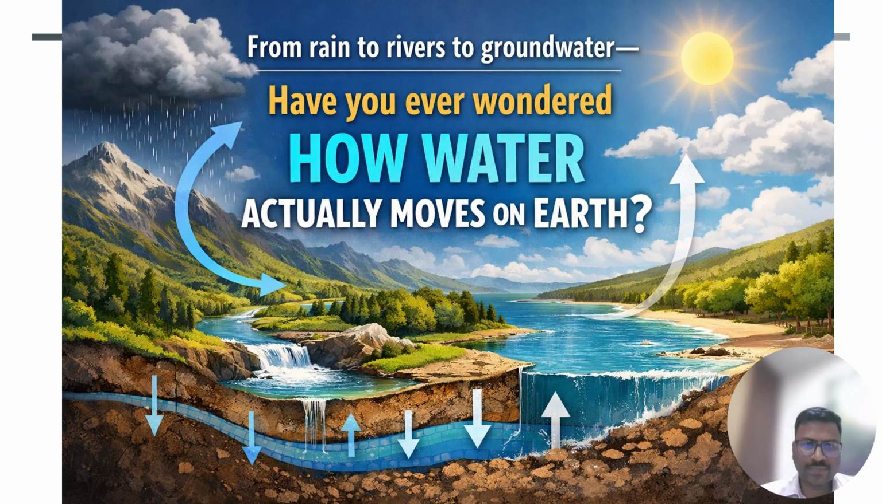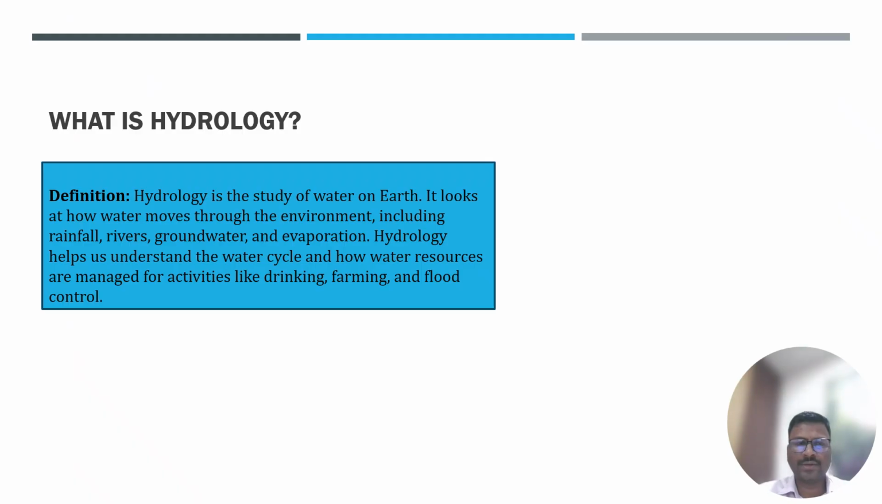So, in this image, you can see the hill, some glacier, some clouds, and the stream, and some groundwater. You can see the subsurface. So, we will clearly discuss the hydrological system. Okay. First, we will talk about what is hydrology. So hydrology is the study of water on the earth.